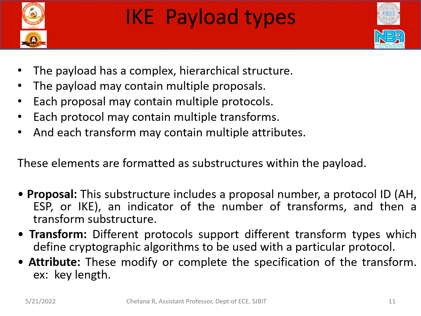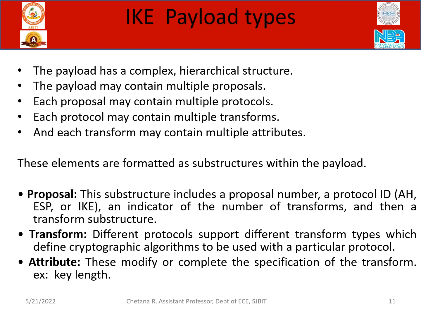So what are all these things? What do you mean by proposal? What do you mean by transform? What do you mean by attributes, etc.? We need to understand. So these elements are formatted as substructures within the payload. What do you mean by proposal? This substructure forms a complex hierarchical structure, one below the other.